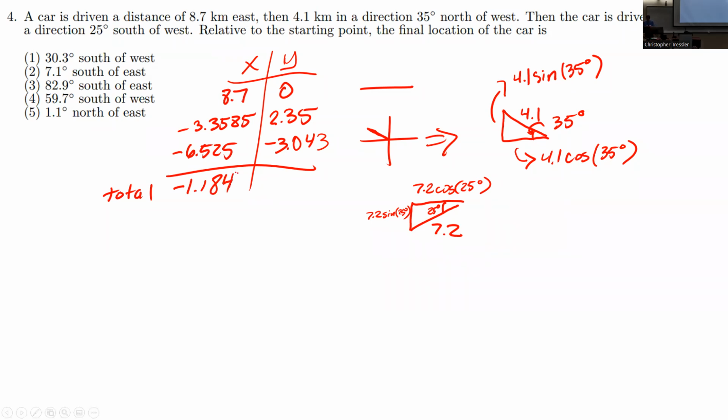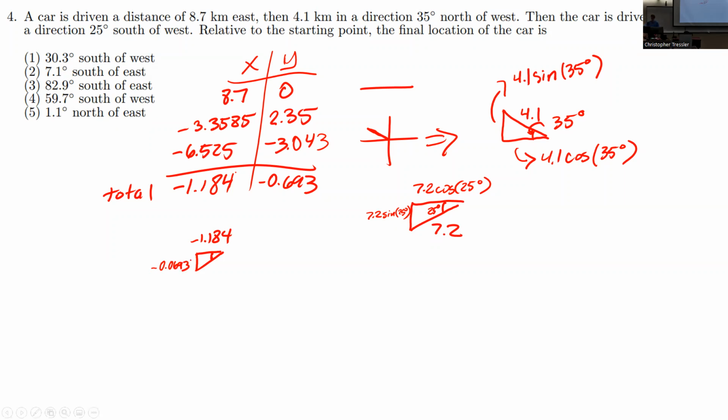And then after that, we got 2.35 minus 3.043, and I got negative 0.693. So now this is our total displacement for the two components. If I just draw this, it's going to be something like this, and then something like this. This is going to be negative 1.184, and this is going to be negative 0.693. And we're going to have a thing right here, and I guess this is the angle we're looking for.